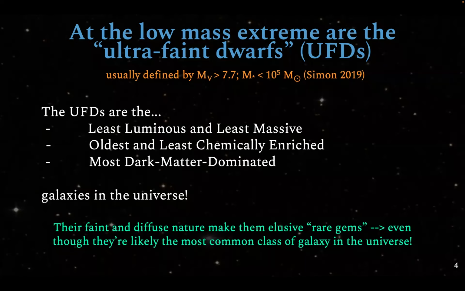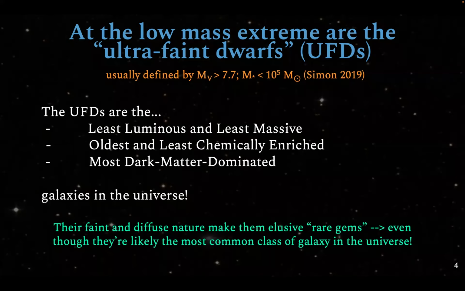And what's really unique about these galaxies is they're some of the most extreme galaxies we know of in the universe. So the ultra faint dwarf galaxies are not only the least luminous and least massive galaxies in the universe, but they're also some of the oldest and least chemically enriched, or most metal poor. And they're some of the most dark matter dominated galaxies in the universe. So the ratio of their dark matter content to their stellar content is much, much higher than you would expect from a galaxy like the LMC or the Milky Way. In concrete terms, sometimes that can be as high as, say, 1,000 times more dark matter than stellar mass.